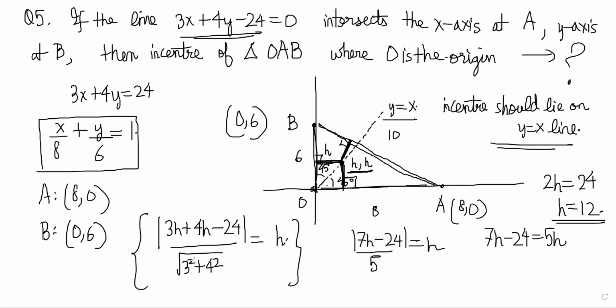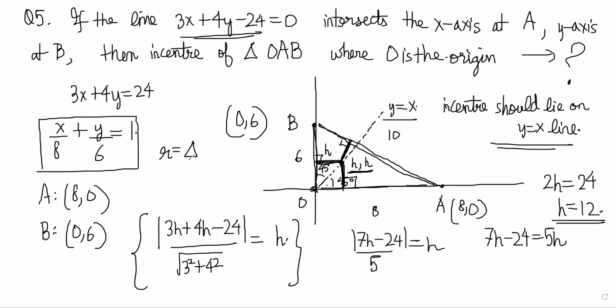Okay, I have made a mistake somewhere here. 7h minus 24 by 5 is equal to h. The perpendicular distance is the inradius, right? So the inradius of the circle, maybe I made a mistake in some calculation.